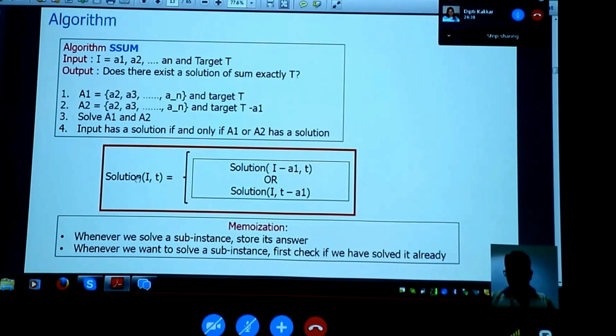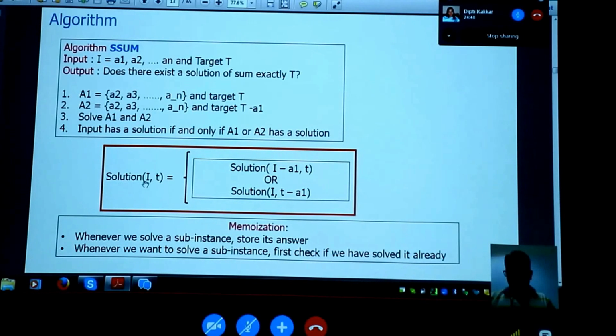It's simple. It says that, okay, there is a small bug in this recurrence relation. So you want to say the solution of I comma t is the solution of I minus a1 with the same target t, or another with I minus a1. This is the bug.